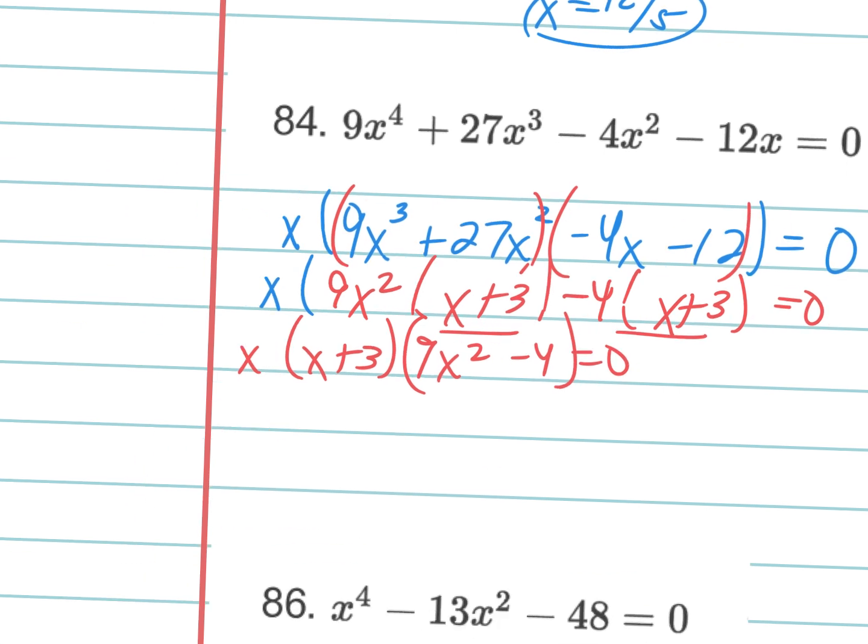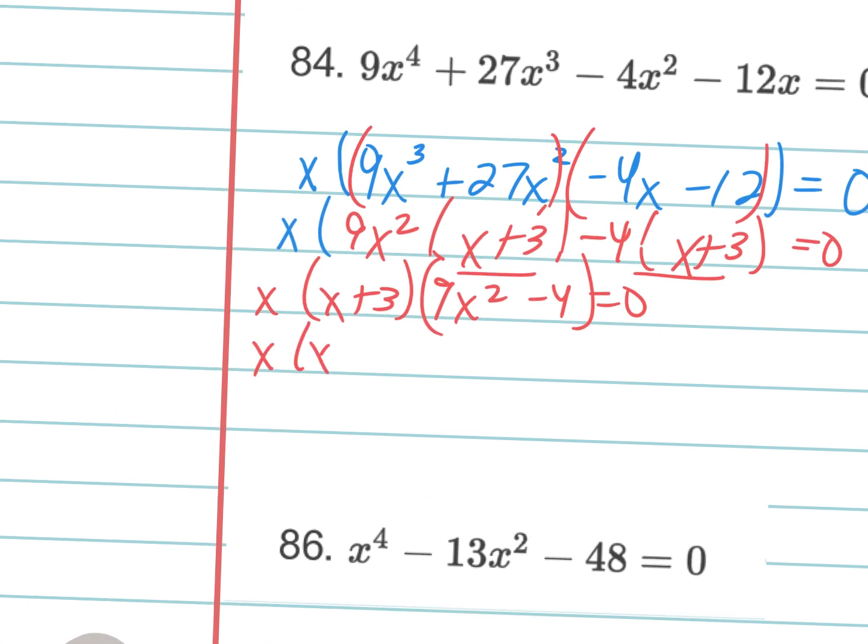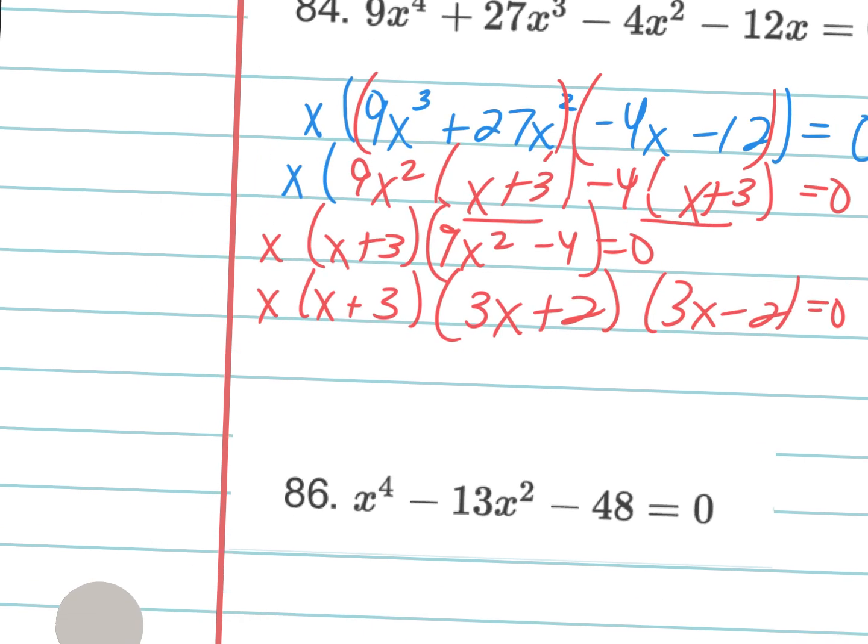And I say, oh, wait a second. I think I can factor 9x squared minus 4 a little more, because they're both perfect squares. So that leaves me with 3x plus 2 and 3x minus 2, all equal to 0. Then we set each piece equal to 0 and we solve.